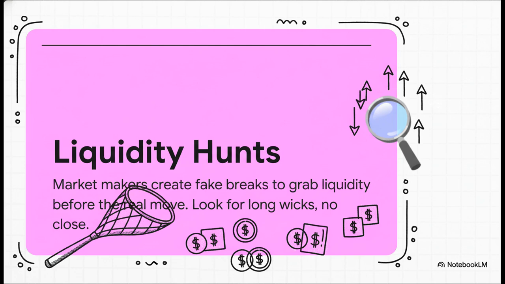So, why are those wicks so dangerous? Because they aren't random. They're often deliberate moves called liquidity hunts. You see, the big players know exactly where everyone is placing their stop losses and their breakout entry orders. So they push the price just far enough to trigger all of those orders, grab all that money before reversing and starting the real move. By waiting for the retest, you avoid becoming their fuel.